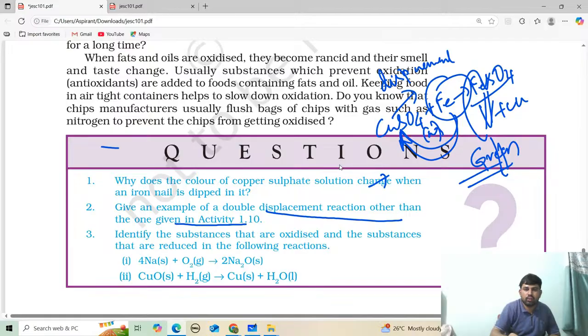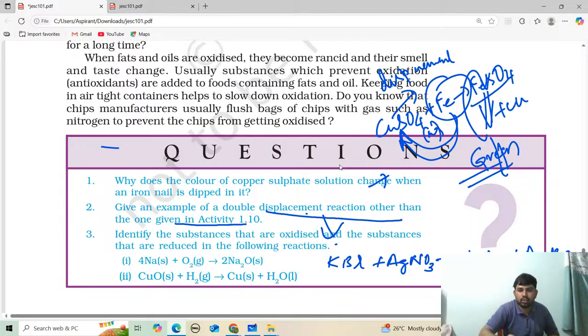Okay, now see next: give an example of a double displacement reaction other than the given activity 1.10. So can you write KBr plus AgNO3 gives rise to KNO3 plus AgBr. See here, positive, negative, positive, negative, and again the positive ions exchange. In the place of Ag we got potassium, in the place of potassium we got Ag. This is also a double displacement reaction.